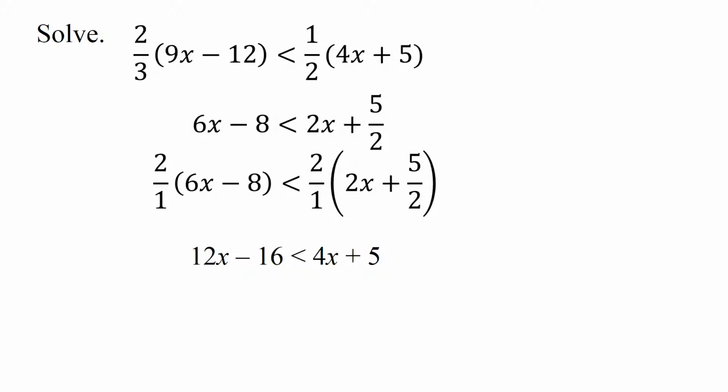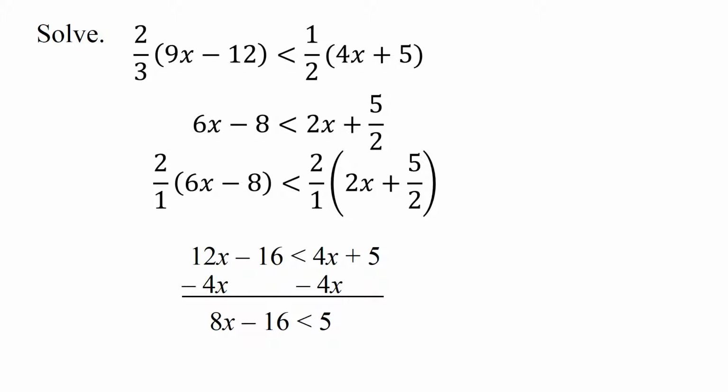Because I multiplied both sides by a positive 2 over 1, again, no inequality change. It's only when you multiply or divide by a negative that the inequality changes. And now, notice I have x's on both sides. I want to get rid of one of those x's. I'm going to get rid of the 4x, so I'm going to subtract 4x from both sides. Again, to get rid of a whole term, not just the 4, but the whole 4x, you have to add or subtract its opposite. 8x minus 16 is less than 5.